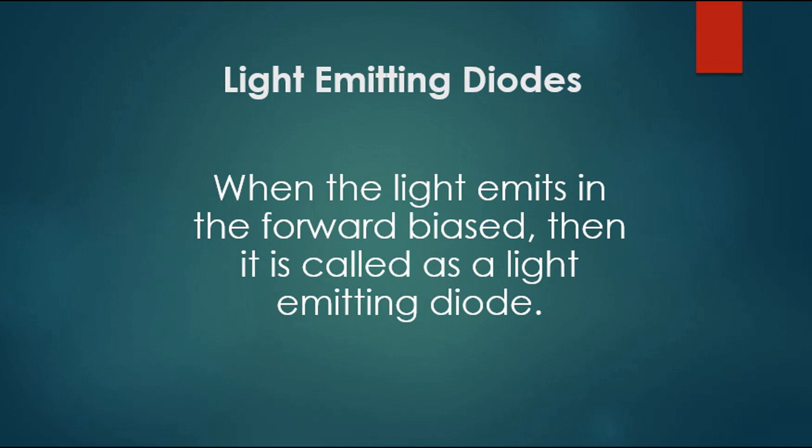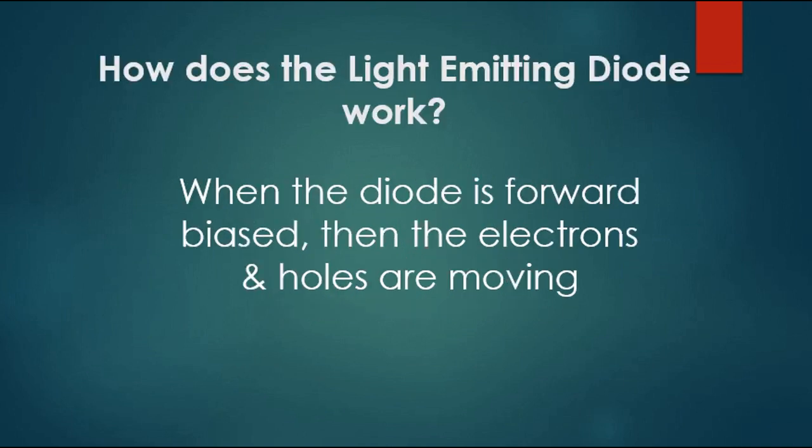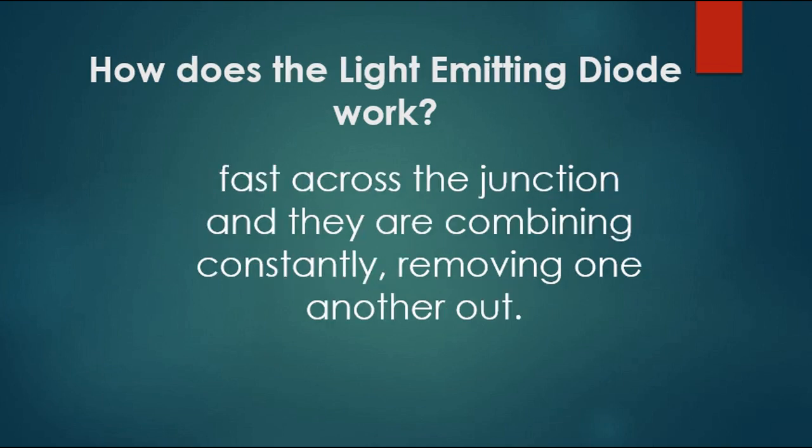We are going to look into it briefly. This is how it works. That is what I just did, the summarization. When the diode is forward biased, the electrons and holes are moving. The electrons are negative, while the holes are positive. They will be moving faster across the junction. What do I mean by junction? Junction simply means the demarcation between the positive and the negative.